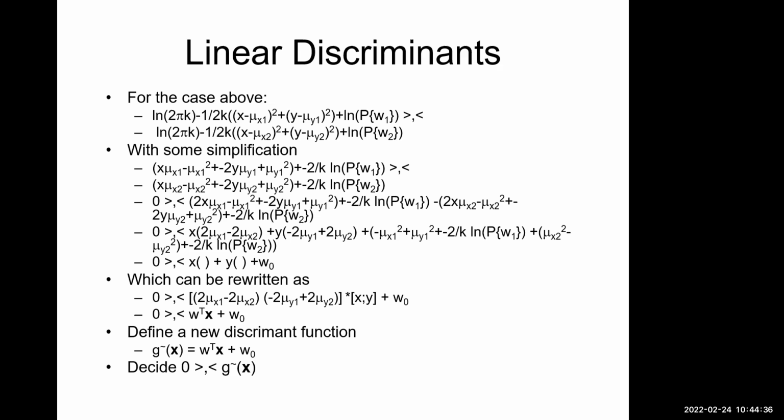So now that you remember how to multiply vectors, look back here again. We have this vector times this vector, this is X over Y. That's going to give us this term times X plus this term times Y. That's what W transpose X means, where the bold X is a vector X1, X2.